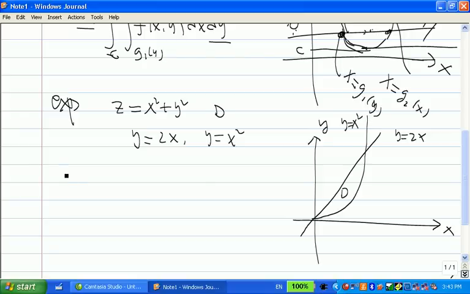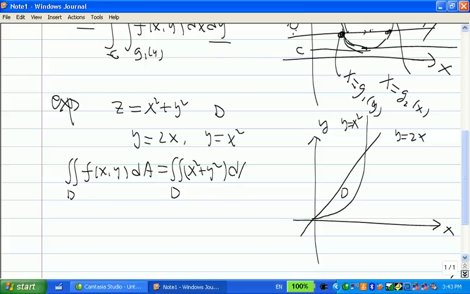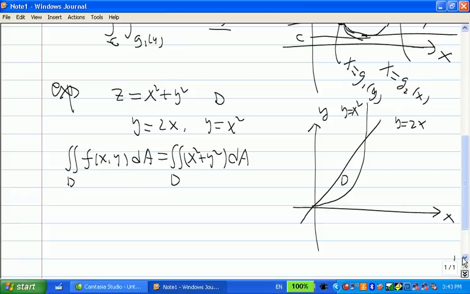You have a surface above this region D. We want to find the volume under this surface, restricted to the region D. So the volume can be found by the double integral of f(x,y) dA. What is my f(x,y) here? My f(x,y) is x squared plus y squared, dA. How do we find this integral? We have to write it as an iterated integral. Now let's do it in two ways.